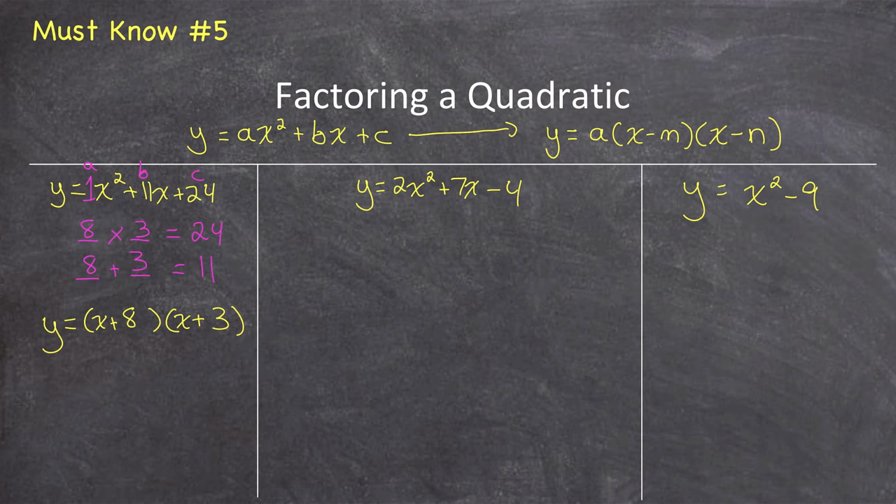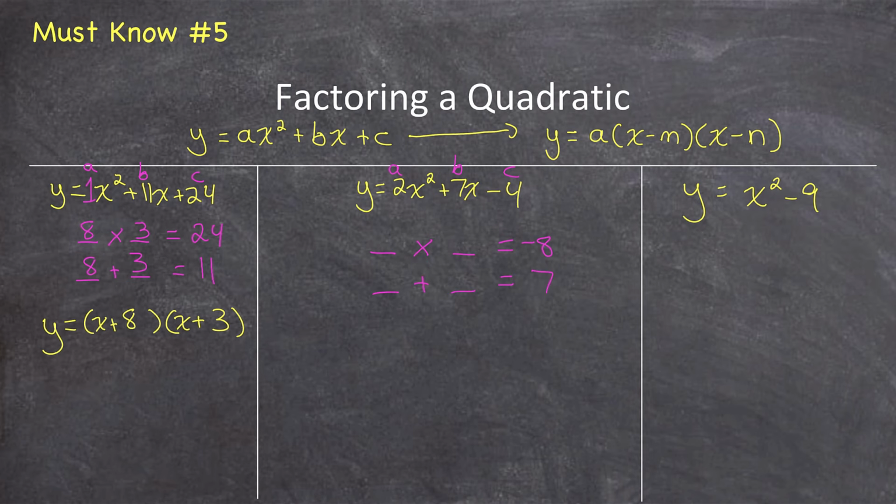The next type of quadratic you have to know how to factor is one where the a value is not 1. When that happens, we're still going to find a product and sum, but this time we're going to find numbers who have a product of a times c, 2 times negative 4 is negative 8, and a sum of the b value, 7. The numbers that satisfy that product and sum are 8 and negative 1.